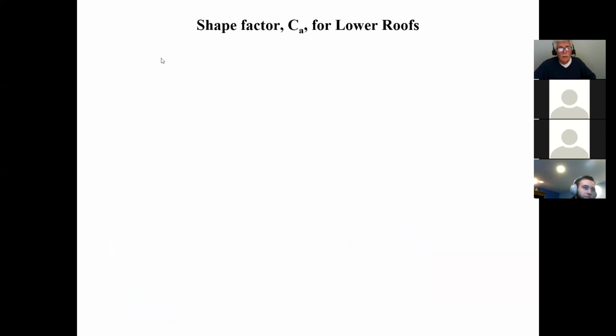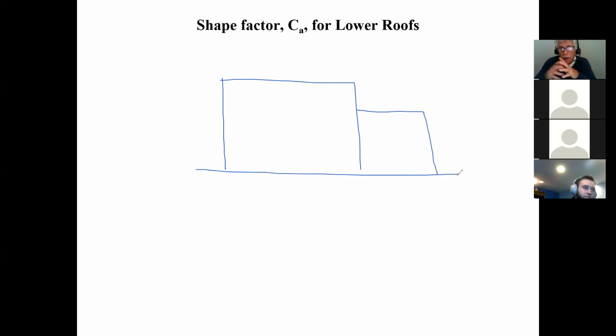Okay, now I want to talk about something really interesting. What happens, and I love this because I've seen many situations where people have overlooked this and it's caused nothing but problems. So let me ask you a question. I have a roof here like this, and I have a lower roof right next to the building like this. What do you think is going to happen to this roof here when it snows and the wind is blowing?